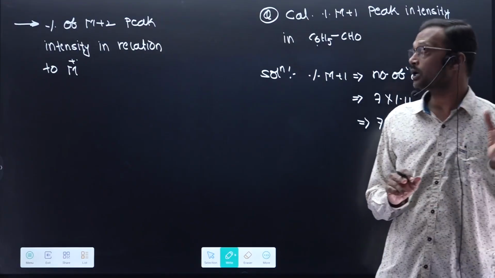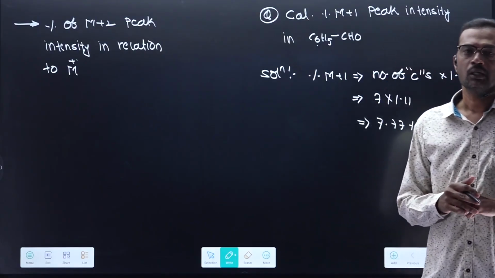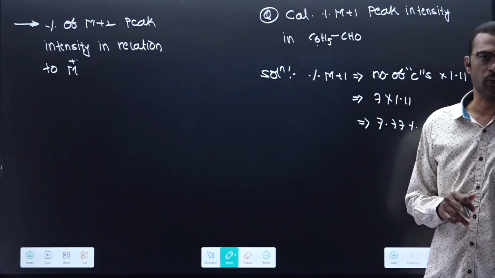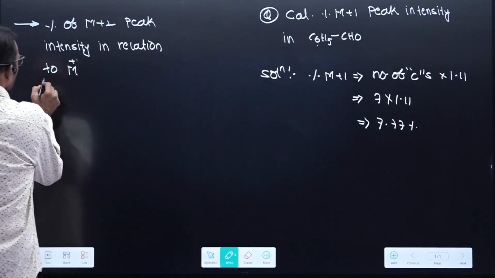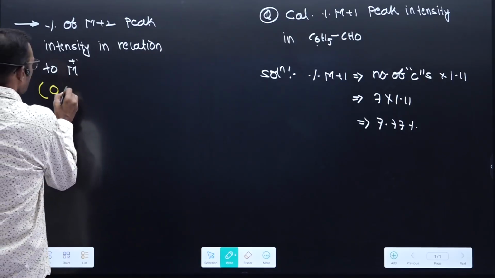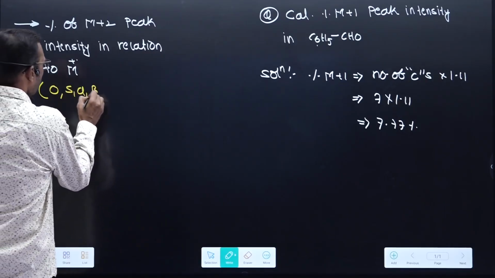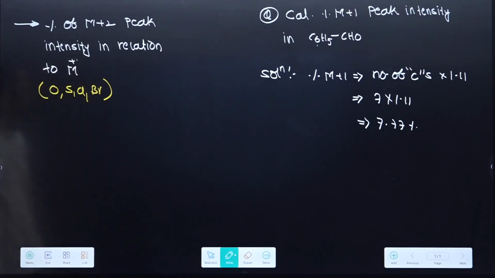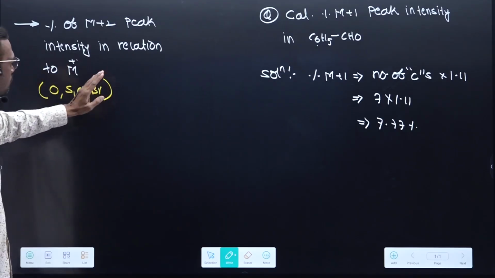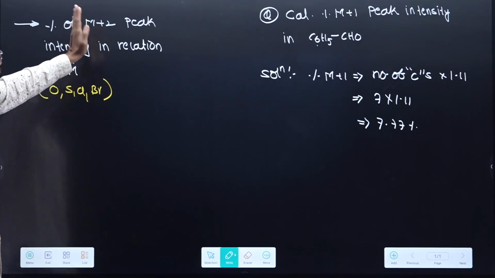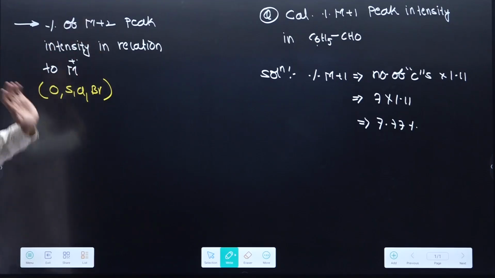But M plus 2 peak contributors are not carbon, because carbon never shows an M plus 2 contribution. Here the M plus 2 contributors are most commonly oxygen, sulfur, chlorine and bromine only. Only these 4 elements are M plus 2 contributors. So this M plus 2 difference, molecular ion plus heavier isotope difference, if you add it over here, then that will give the M plus 2 peak intensity. Okay.